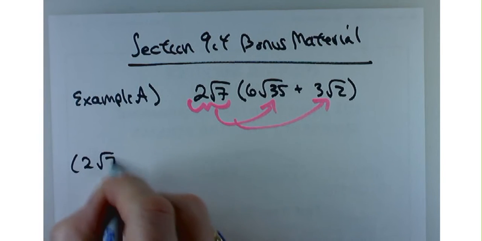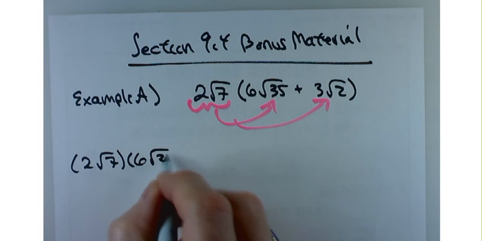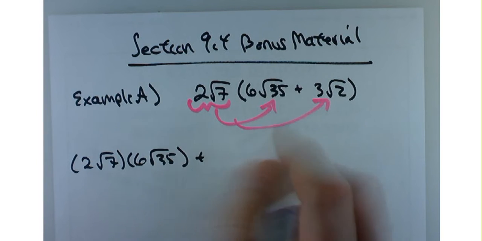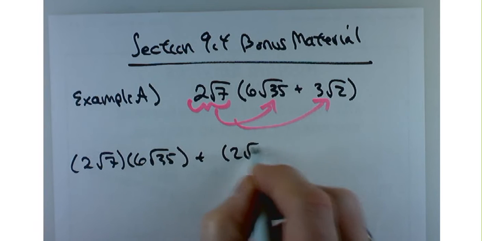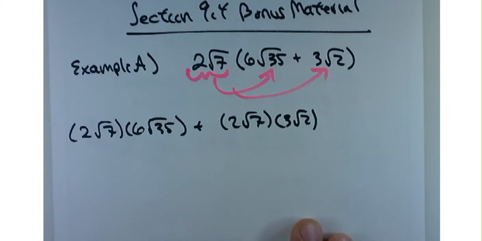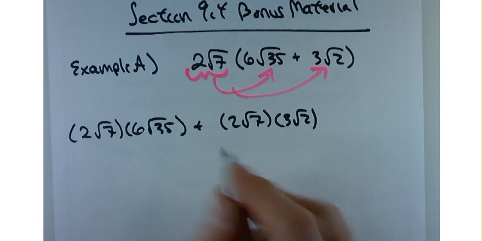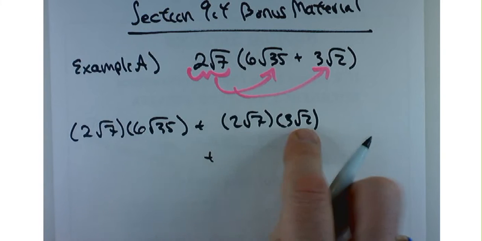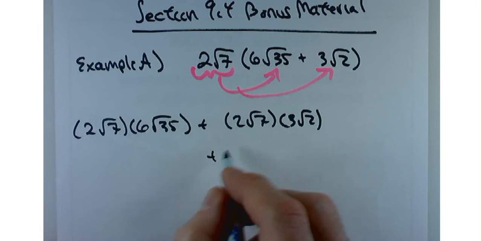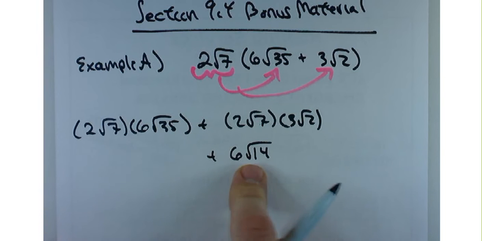2 square roots of 7 times 6 times the square root of 35 plus 2 square roots of 7 times 3 square roots of 2. Now with these, the stuff that's on the outside is going to multiply and the stuff that's on the inside is going to multiply. So let me start with the easier of these two first. 2 times 3 is 6. 7 times 2 is 14. And that's looking good. No problem there.